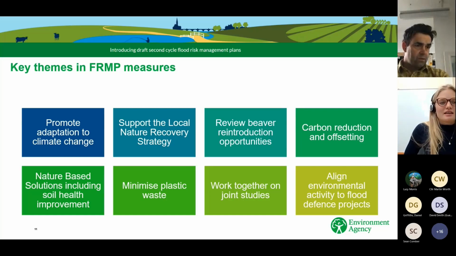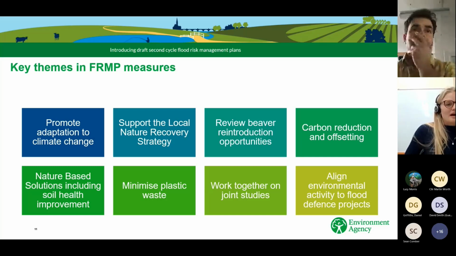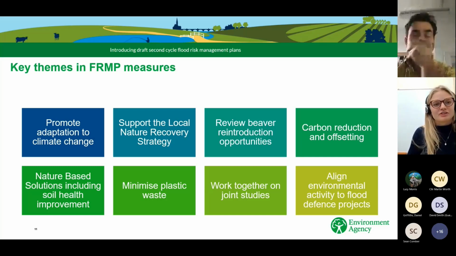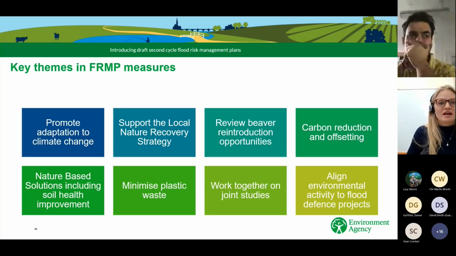So here are the key themes that we've cherry picked out of our flood risk management plan measures to hopefully spark a bit of interest from you, so that it will help you to understand what's in the flood risk management plan and help you to write your consultation response. A lot of our measures promote adaptation to climate change, as we are trying to deliver the National Flood and Coastal Erosion Risk Management Strategy.